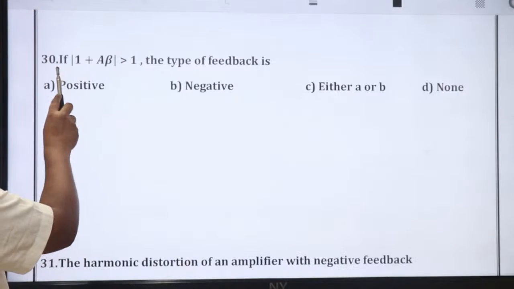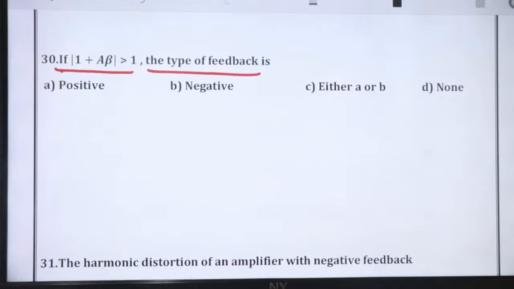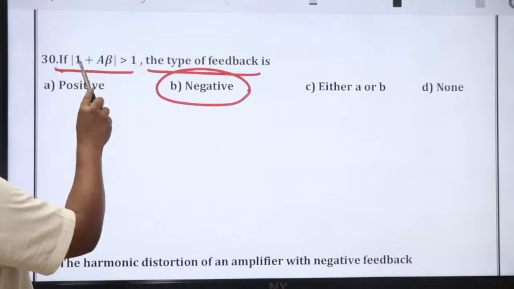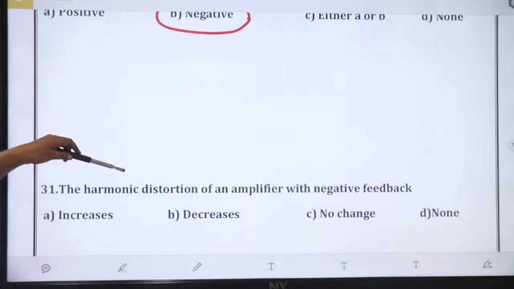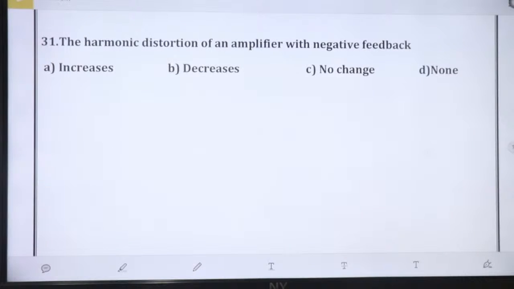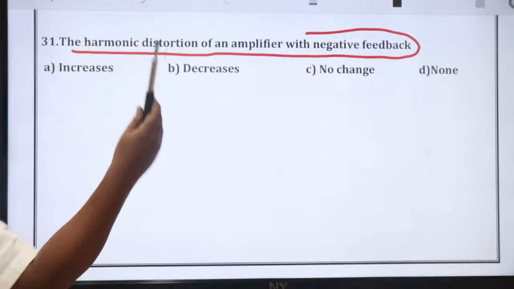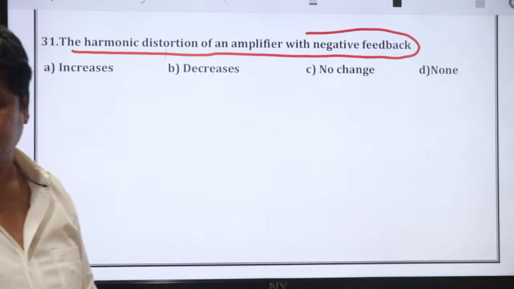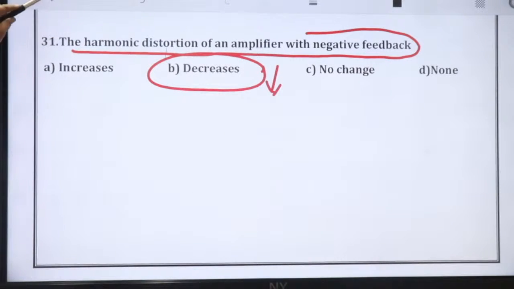Next, if 1 plus A beta is greater than 1, the type of feedback is negative feedback. If 1 plus A beta is less than 1, it is a positive feedback. Next, harmonic distortion of an amplifier with a negative feedback. Because of feedback, whatever the harmonic, it will be reduced. So distortion will decrease, whatever the type of feedback.